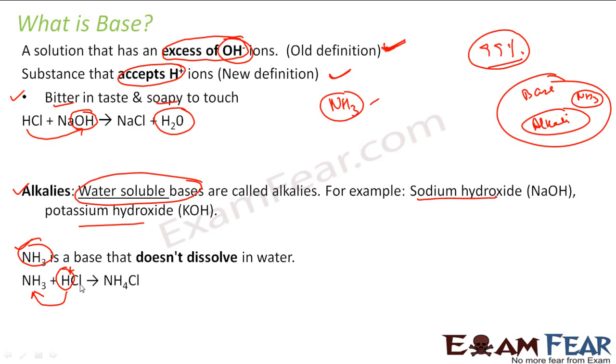So if you see, we have two definitions of base. The old definition was excess of OH minus ion, and the new definition is something that accepts H plus ion. And we have something called alkali. Alkali are nothing but water soluble bases. It is a subset of base. All alkalis are bases, but all bases are not alkalis. Hope you understand this. For example, ammonia is a base but not an alkali. And sodium hydroxide is both a base and an alkali. So in this case, NH3 has taken one H plus ion. Correct.